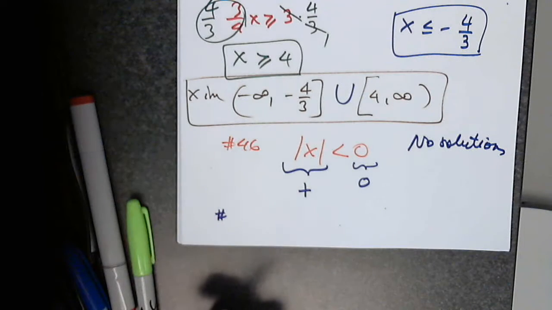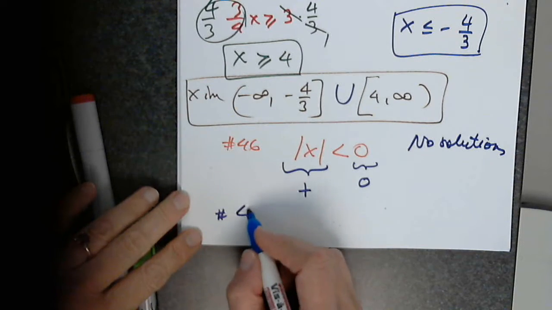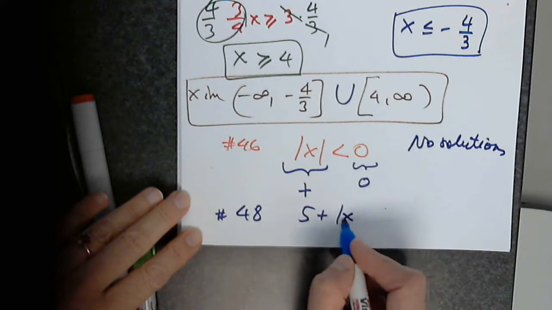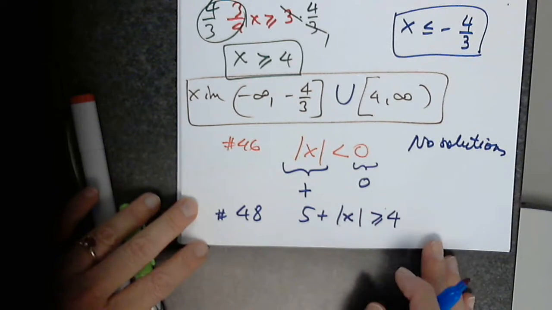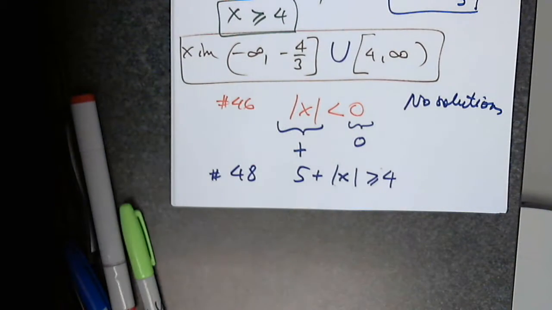Okay, let's look at one more. 48. 5 plus the absolute value of x greater than or equal to 4. This is an absolute value inequality, but it's not cleaned up. What do I do to clean it up?